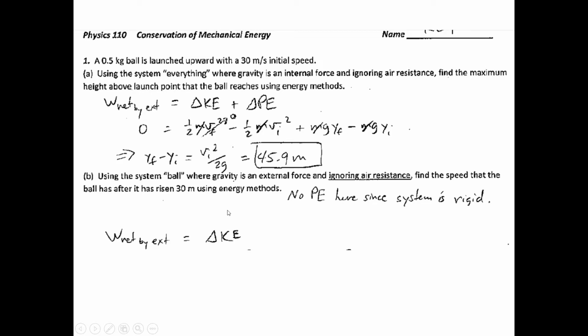And of course, we're after that v final. So I'm going to define initial to be just after it's released. Final configuration is when it's risen 30 meters. And let's fill in these details. The work done by the external gravitational force, first thing to realize is it's negative.